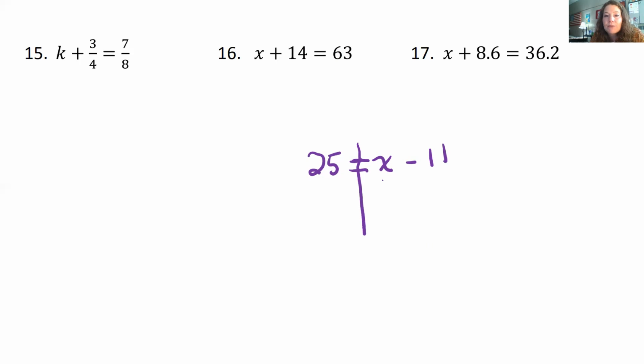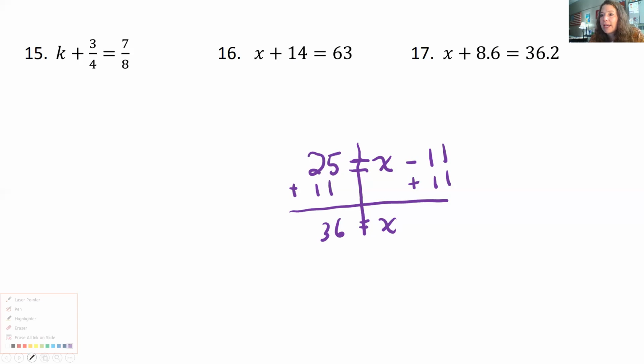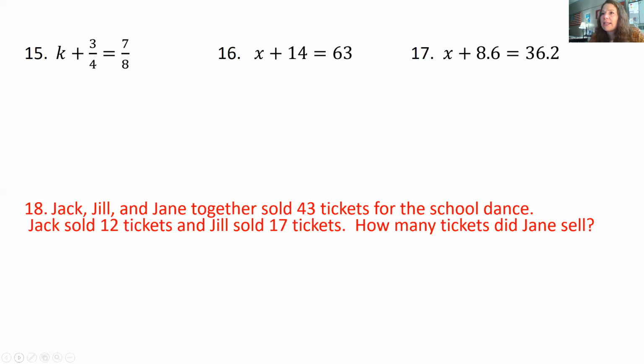What is on the side with the variable? Minus 11. So how do I get rid of minus 11? What's the opposite of subtracting 11? I'm going to add 11. So you're not subtracting 25, you're actually adding 11. Okay, so be careful. Always look for your variable. Don't just start subtracting whatever the first number is that you see. So be careful on that type of problem. Okay, guys? All right, number 18.